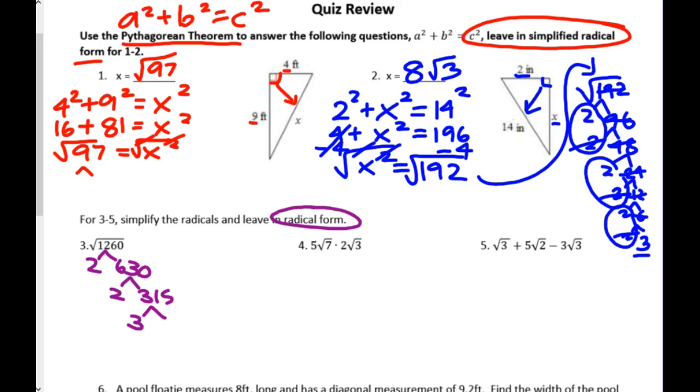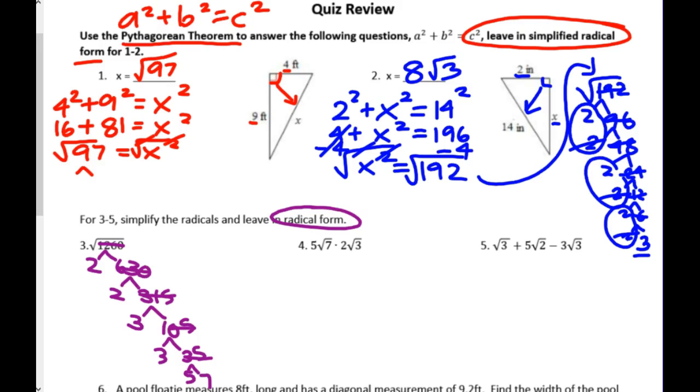Okay, and you could always divide these in your calculator, right? 315 divided by 3, you get 105. Let's try 3 again. And you would get 35. And then 35 is not 3, but 5 times 7. Okay? It should be 5 and 7. 3 times 7 is 21.